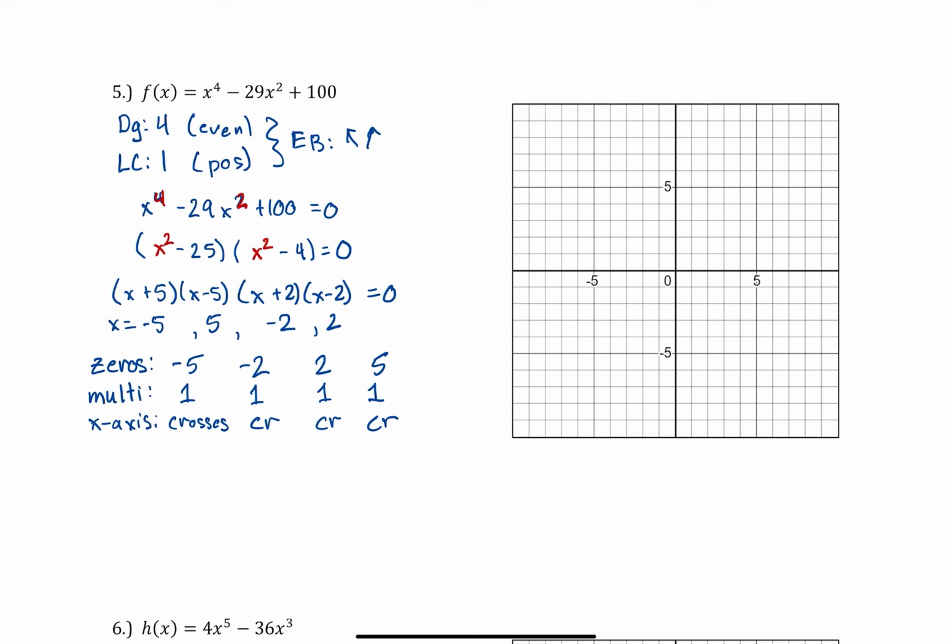The last thing to note is that it's easier to identify symmetry because here we have an x to the 4th, and here we have an x squared, and this is an x to the 0. So 0, 2, and 4 are all even, and an even graph or an even function has symmetry over the y-axis.